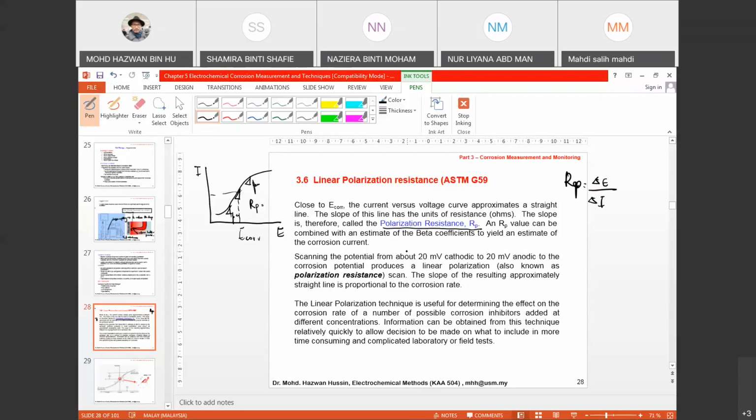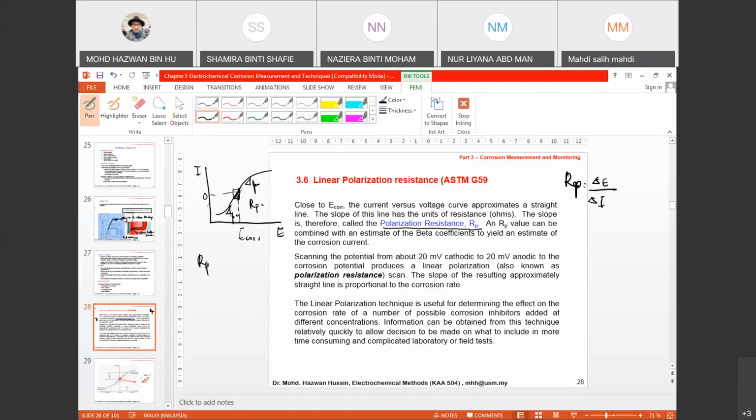So you can calculate the I corr value, because here you cannot simply get the I corr value. As I said, at current 0, this is where you get your E corr, and this is where you get your beta A and beta C, the slopes. And when you calculate the slope of the difference of potential over the difference of current, you will get Rp. Then you can eventually calculate I corr from a formula.